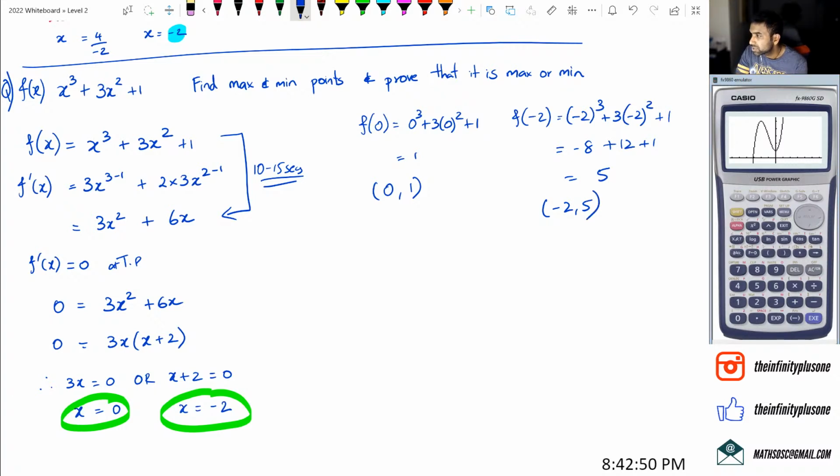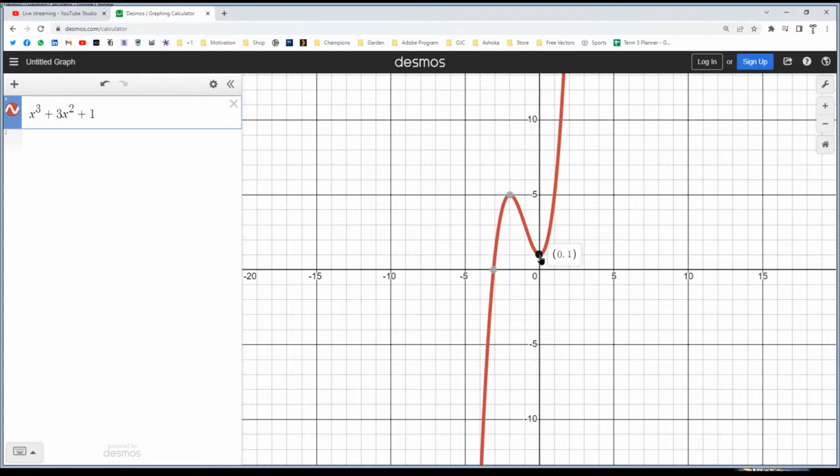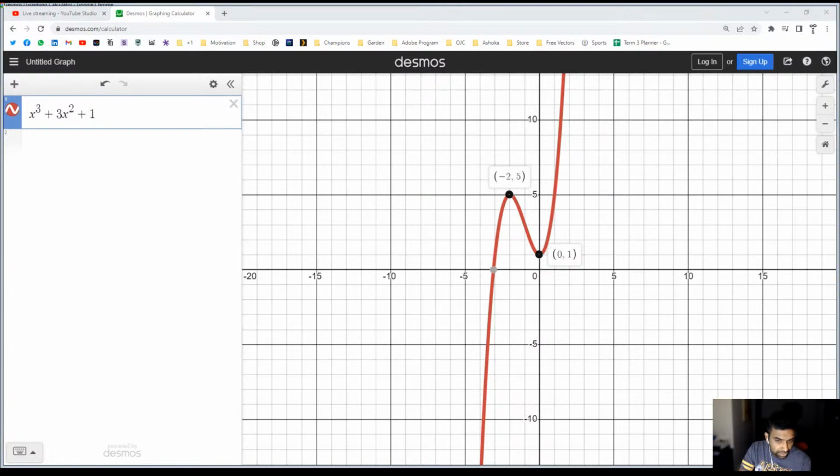And I want you guys to have a look at this. Just give me a second. Yeah, here we go. I've drawn this graph up on Desmos, and as you can see, there are my two turning points: negative 2, 5, and 0, 1. Looking at this graph visually, we can see that this is your local maximum point, and this is your local minimum point.